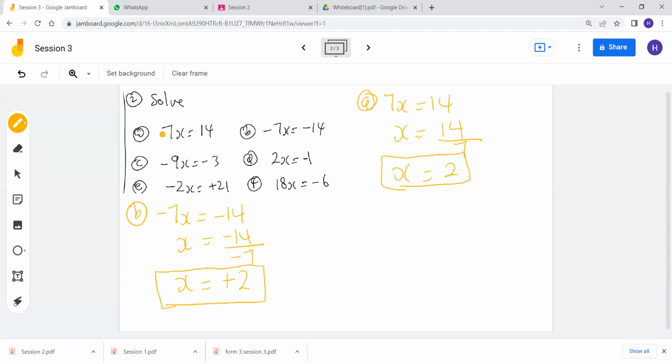Right? So we have a good bit of questions again to do here. So we're going to part C here now. Part C is minus 9x equal to minus 3, right? Anybody want to help with this one? Let's raise up your hand. I want to meet you, right?